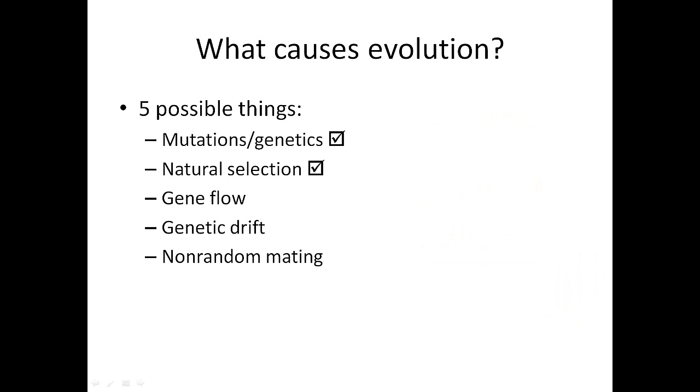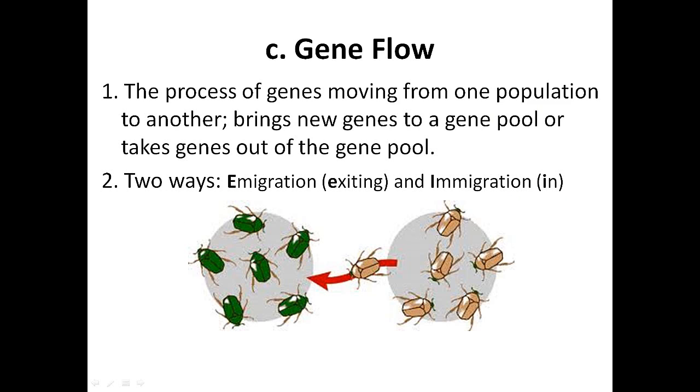So, 5 possible things. We have gene flow, genetic drift, and non-random mating left. Gene flow is simply the idea that genes can move from one population to another. This can bring new traits into a population, but also cause traits to exit a population. The 2 ways that we have gene flow would be emigration, with an E, is exiting a population, and immigration is entering a population, in immigration. The populations below. On the left, you have a population of beetles that are only green. On the right, they are only brown.